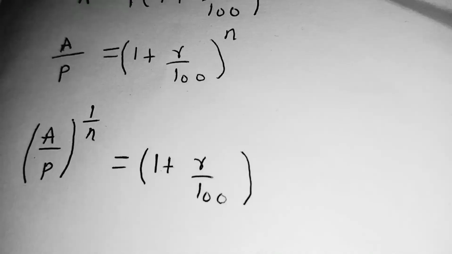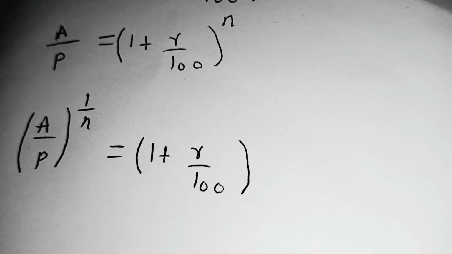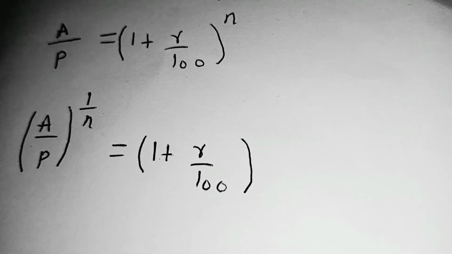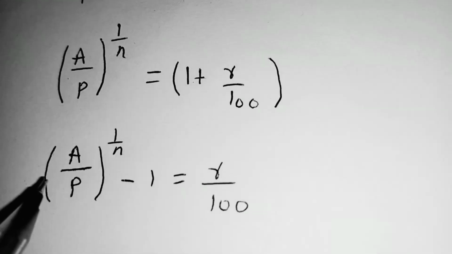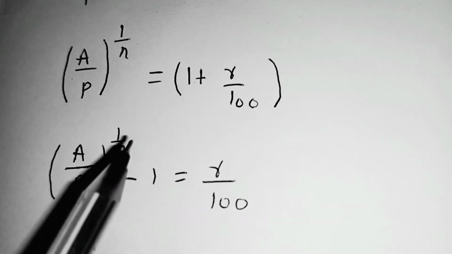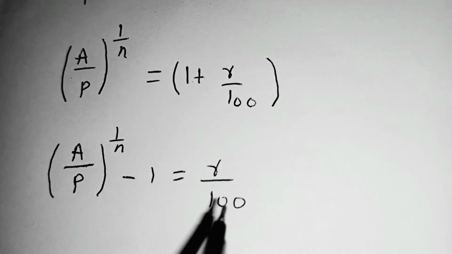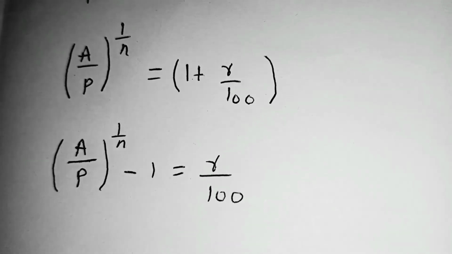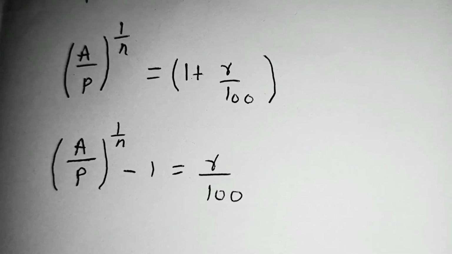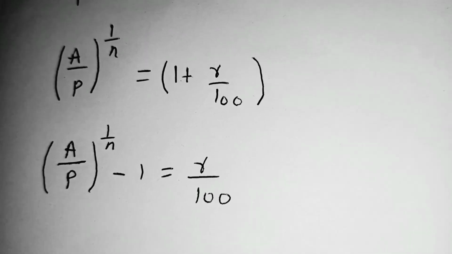So the next step, you subtract 1 both sides. So subtracting 1 both sides, we shall obtain A over P everything power 1 over n minus 1 is equal to R over 100. Remember the objective is to obtain R, so from there we multiply by 100 both sides.